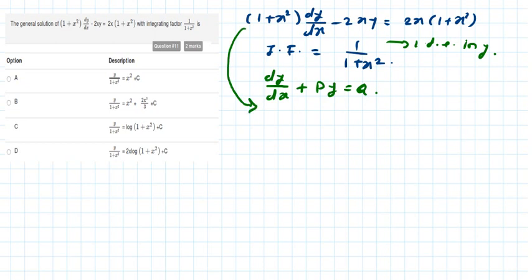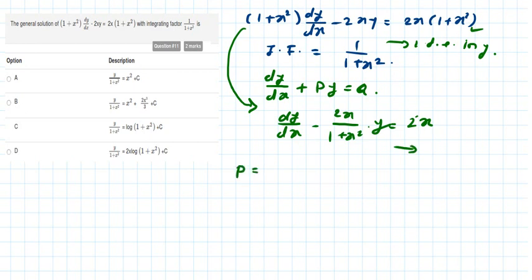So we will divide this whole equation by 1 plus x square. So we get dy by dx minus 2x upon 1 plus x square into y is equal to 2x; 1 plus x square gets cancelled. Now this is in the standard form, where the value for p is minus 2x upon 1 plus x square, and the value for q is 2x. Now the integrating factor of this differential equation is already given. You just need to find its solution.